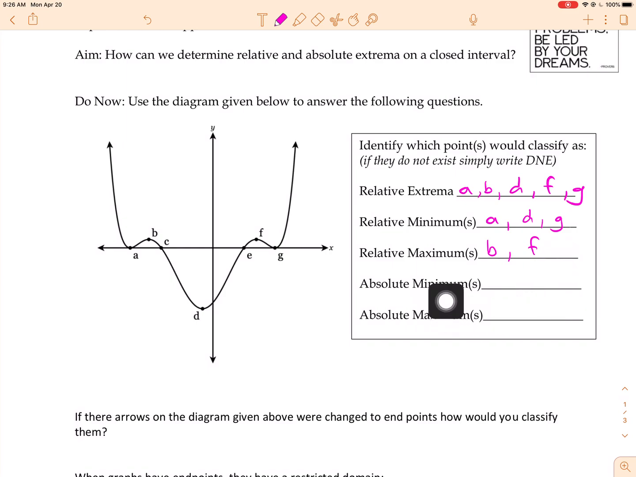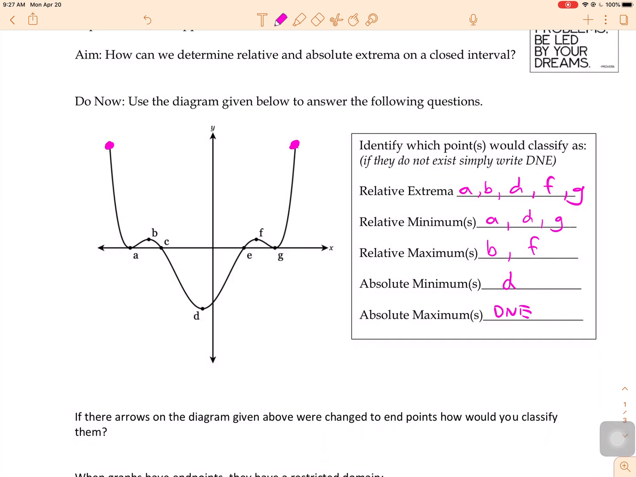Now, absolute minimums. Is there a very, very lowest point? Yes. What is the absolute minimum? D. Even though A is a minimum and G is a minimum, D is the absolute minimum. What about the absolute max? Well, it goes up forever, so we actually don't have one. It does not exist. However, the question down here states, if the arrows were changed to endpoints, so forget arrows, let's make it a point.